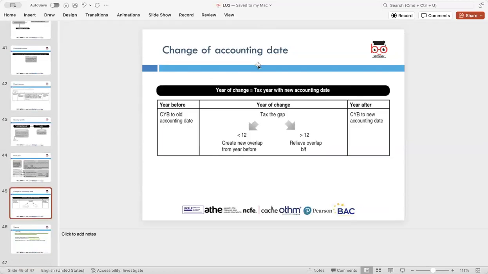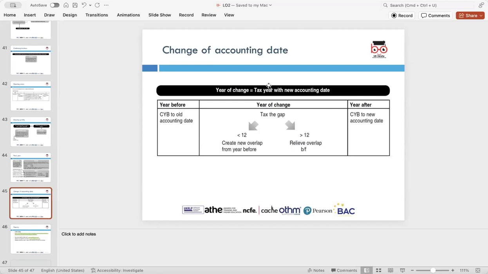Change of accounting dates. When there is a change in the accounting date, the tax year with the new accounting date is considered the year of change. So what happens in the year before the change? The taxable profits are calculated from the beginning of the year up to the old accounting date. In the year of change, we need to deal with the gap between the old and new accounting dates. If the gap is less than 12 months, we create a new overlap from the year before. In the year after the change, taxable profits are calculated from the beginning of the tax year up to the new accounting date.